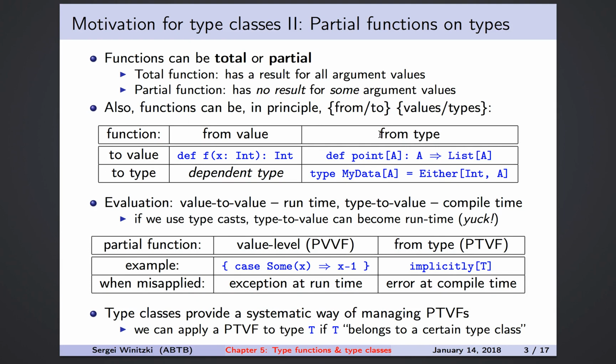Finally, we also have functions from type to type. For example, if we define this type, then my data is a function from type to type. So later in the code, you could say my data of string, and that would be the same as evaluating this function, substituting string instead of a, and the result would be either of int and string.